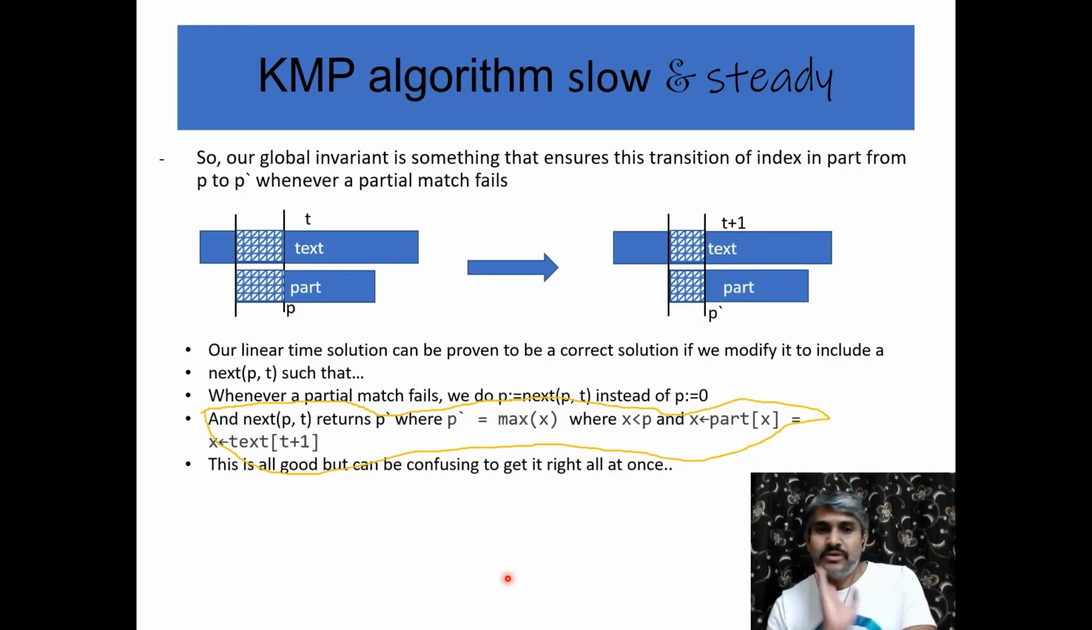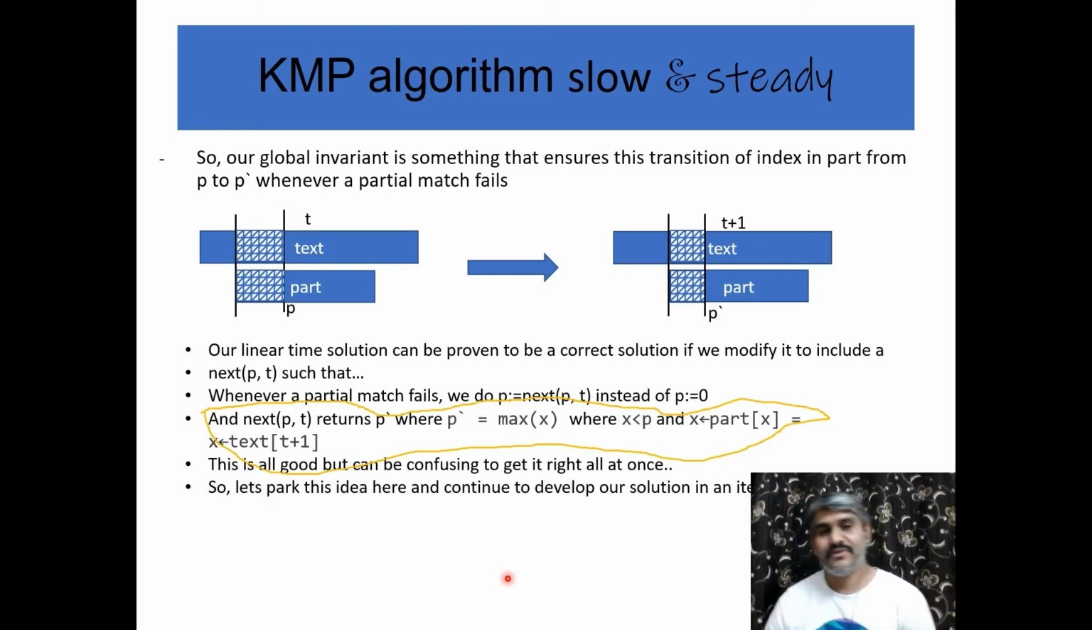Now this is all good. It can be clear or it can be confusing, depending on how I said these words. But if it's clear, I think this is just enough to take off and implement or discover the KMP algorithm. But if not, we can just park this idea here at the back of our mind. It will sit there like a vague idea. Then we can continue to develop our solution in a more intuitive and iterative way.